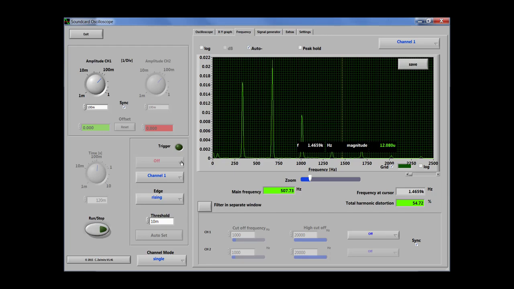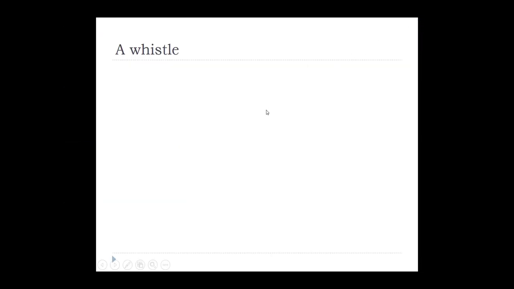The next thing we're going to look at is a whistle. And the nice thing about a whistle is it is almost a pure note, perfectly single frequency. So on intensity versus time, you're going to see a sine wave. And on frequency versus time, you're going to see a single peak.